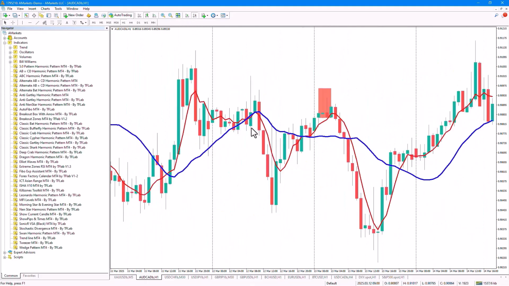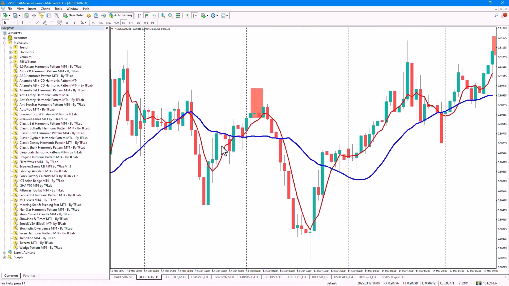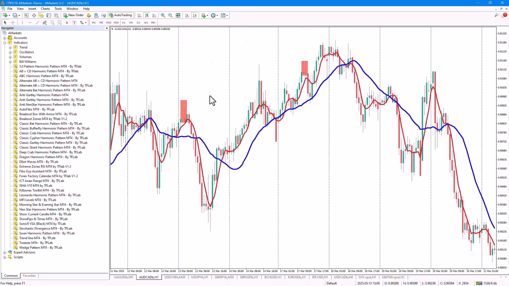Here we can also see other examples where the fast moving average is above the slow moving average, and the bearish tweezer candlestick pattern has formed above both of these moving averages.